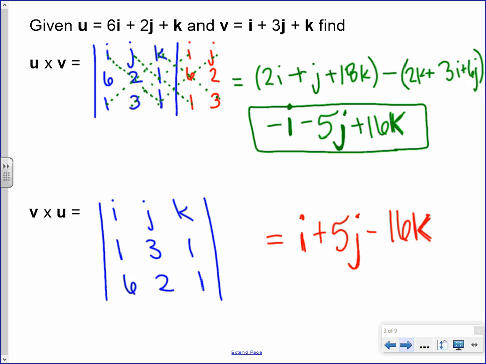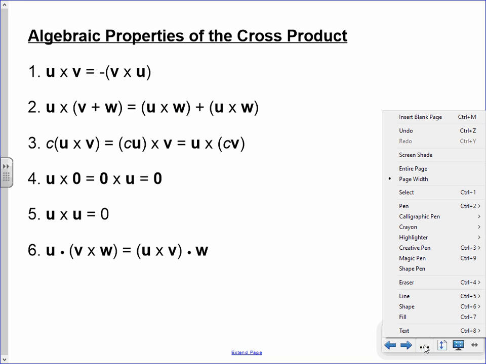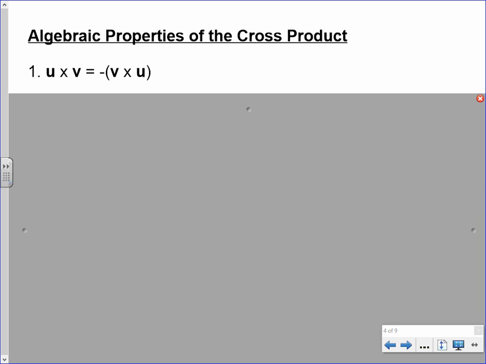And what do we like to call that? They're just opposite, okay? Do you think that this is a coincidence? You think so? It actually is not. Okay, I would not write these down. I would maybe write down that U cross V equals the opposite of V cross U. That is something that is important.